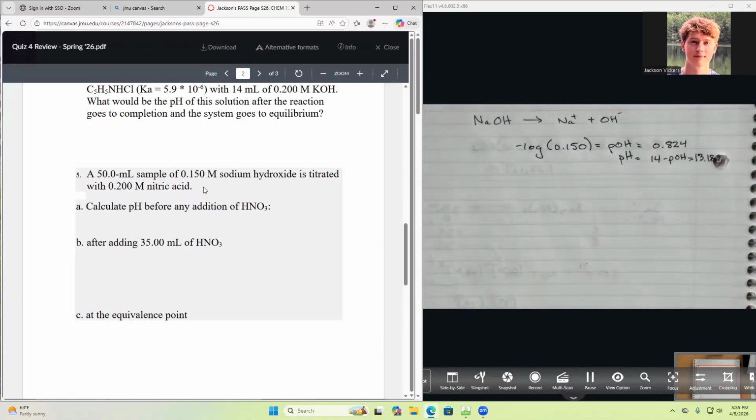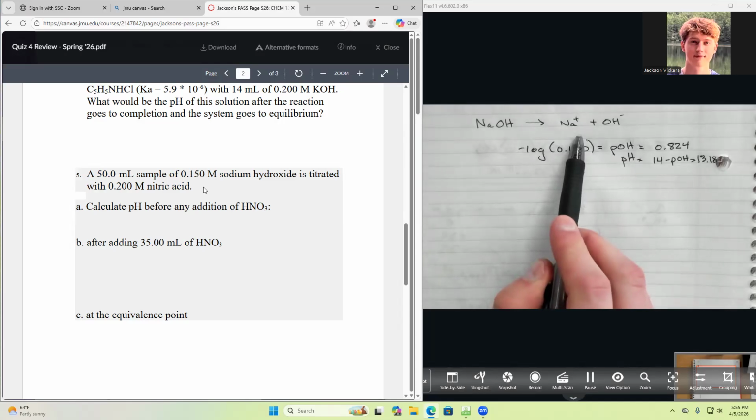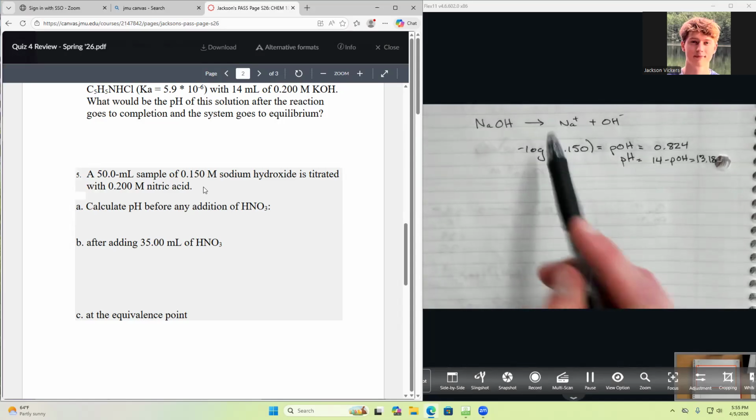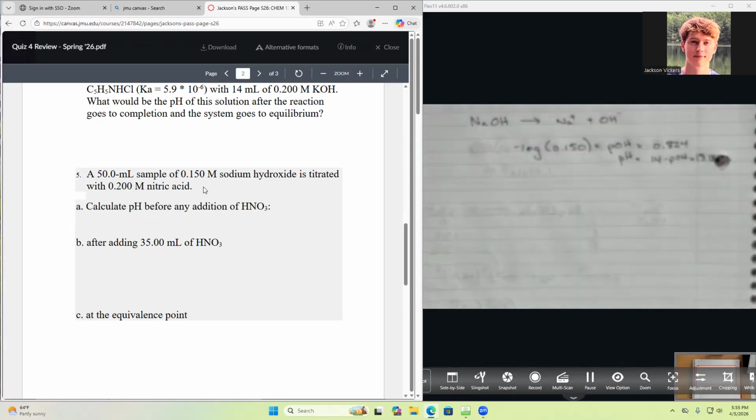So this one, really simple. Before we've added anything, we have a strong base. And if you remember from last unit, anytime we have a strong acid or a strong base, those ones fully break up into their two separate ions. So it's not an equilibrium arrow. It's only a forward arrow. And we have to make sure that it balances 1 to 1.